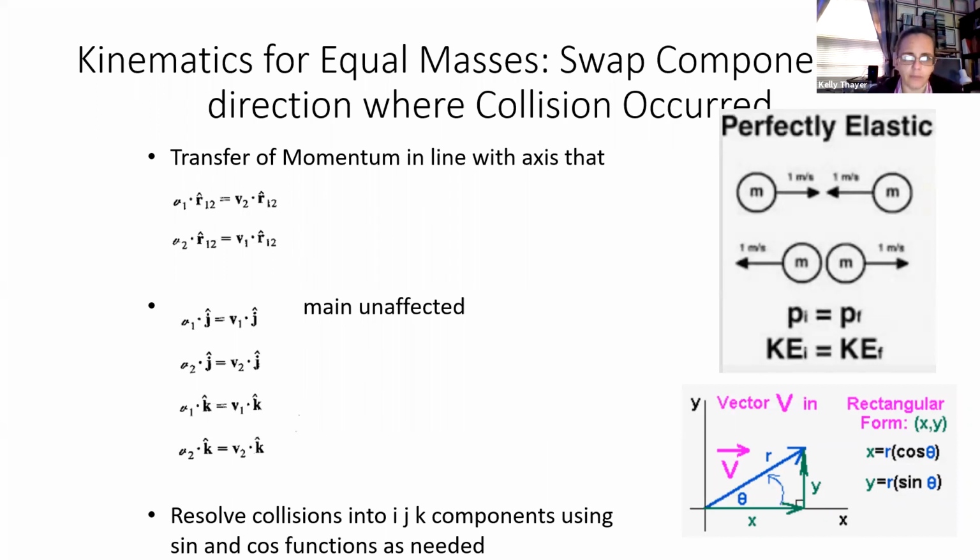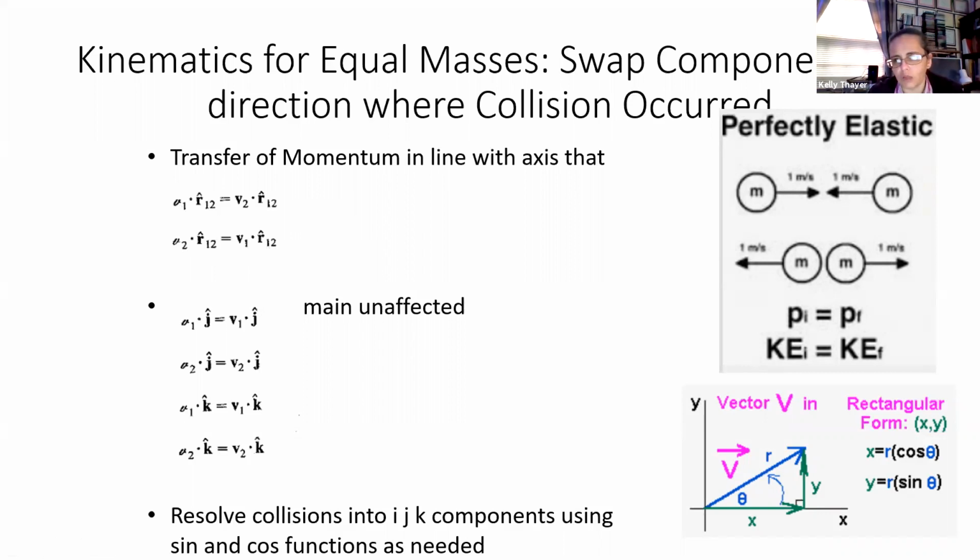So as I was saying, for equal masses, we can simply swap the components in the direction where the collision occurred, assuming that the collision occurs along one of the major axes. So here, this is occurring along i, so this is x, for example, right? All you need to do is swap the components, and then the other directions, initial and final, remain unaffected, so they are equal.